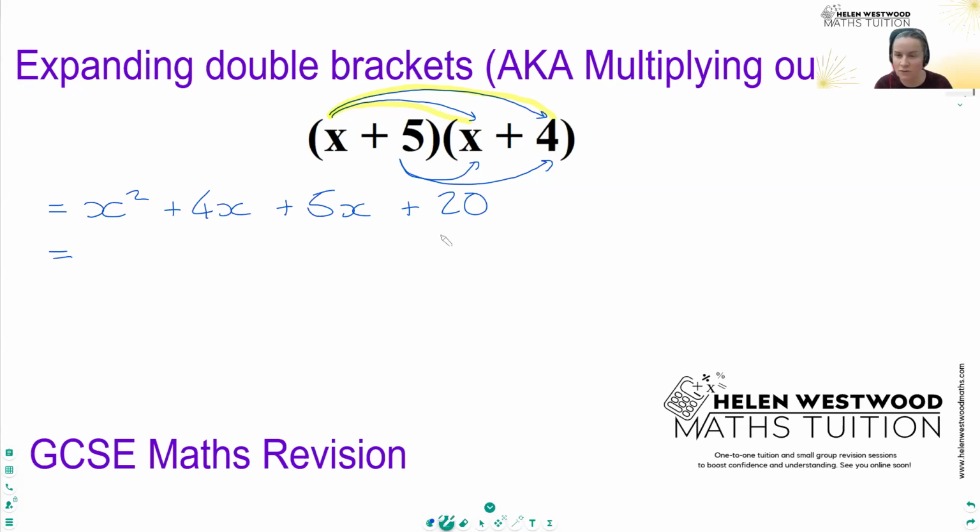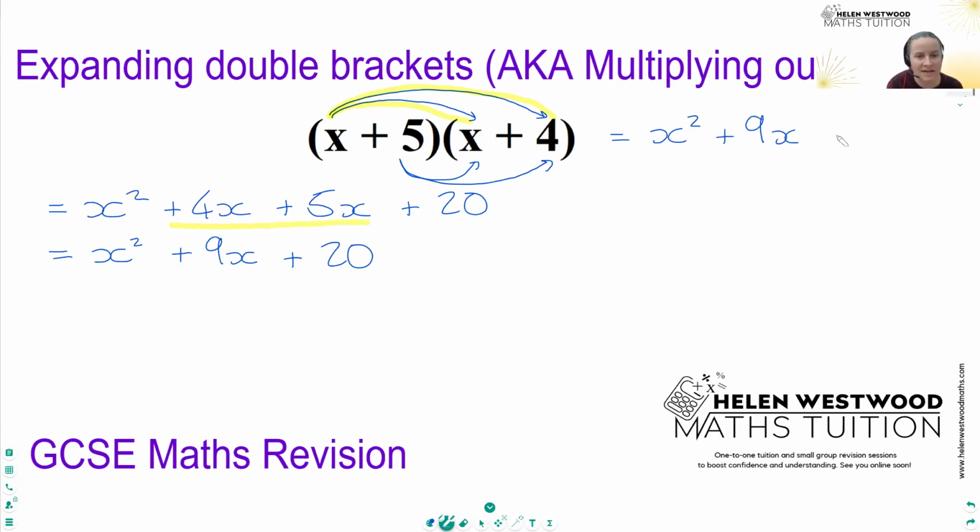So that's almost like our first line of workings when we get those four terms. To get our final answer, notice that we can simplify 4x add 5x together. So that will be plus 9x plus 20. So we know that those double brackets multiply out to give us x squared plus 9x plus 20.